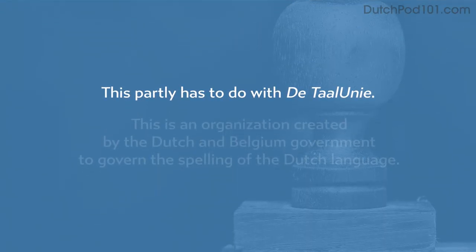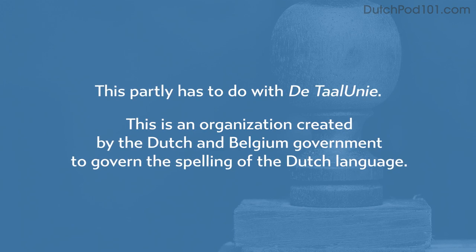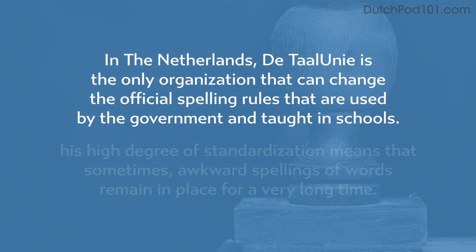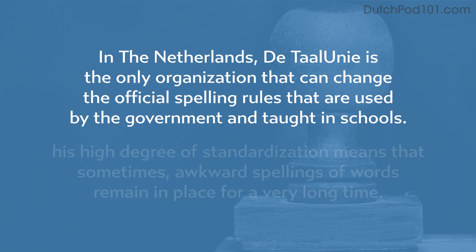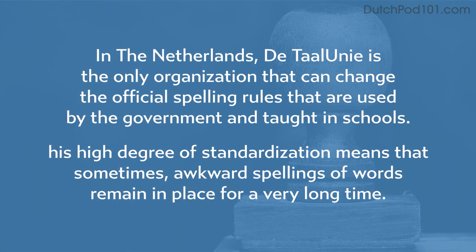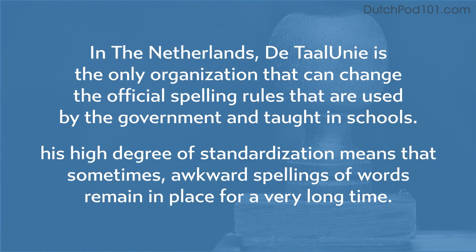Does that mean that spelling rules in Dutch are way easier? Sadly, it does not. It is sometimes joked that Dutch spelling rules have an exception to the exception of the exception of the exception of the main rule. This partly has to do with the Taalunie. This is an organization created by the Dutch and Belgian government to govern the spelling of the Dutch language. In the Netherlands, the Taalunie is the only organization that can change the official spelling rules that is used by the government and is taught in schools. This high degree of standardization means that sometimes awkward spelling of words remain in place for a very long time.